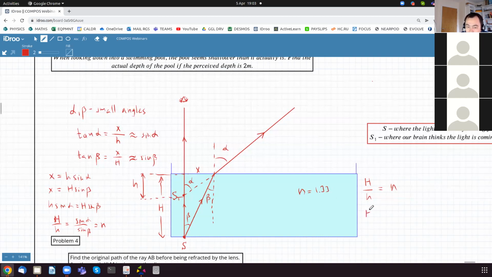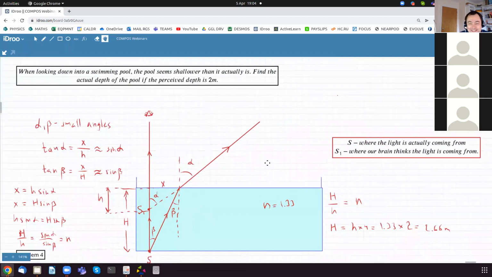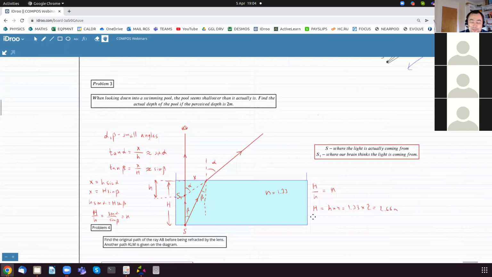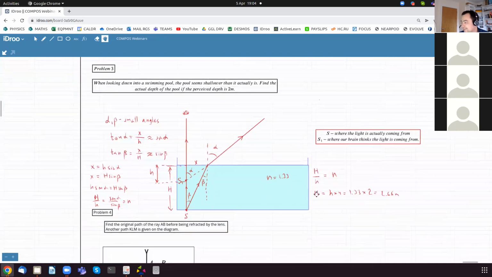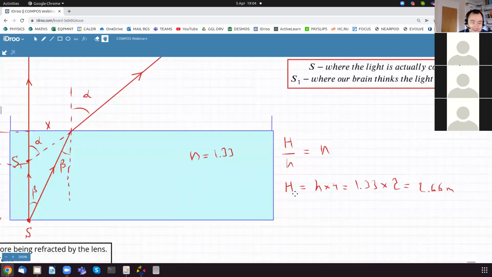So the actual depth is equal to h multiplied by n, which is 1.33 times the h times 2, and the answer is 2.66 meters. I hope I haven't made a mistake here. So 2.66 meters. So yes, the swimming pool is 33% deeper than it looks.